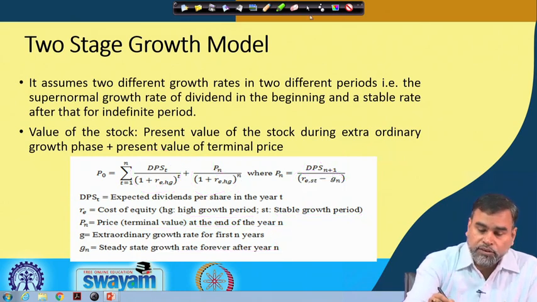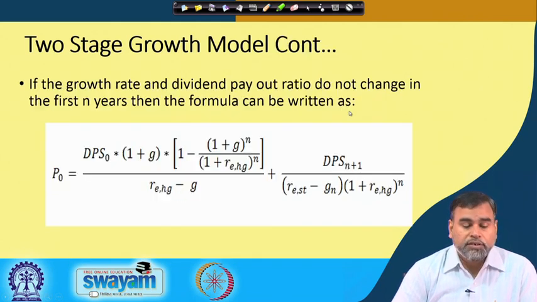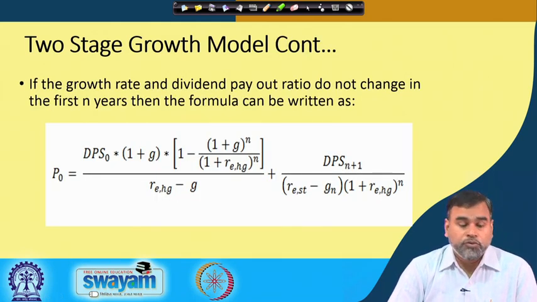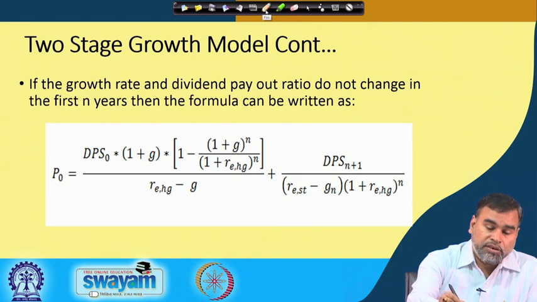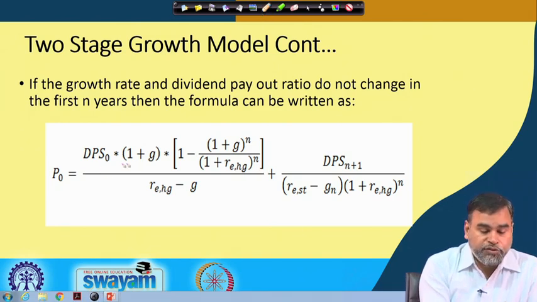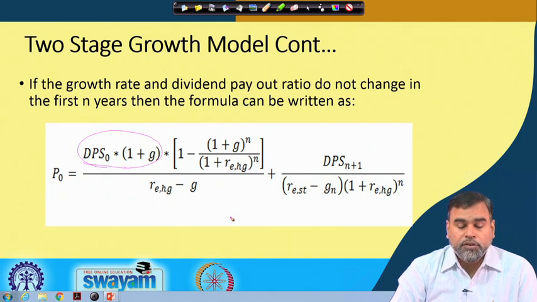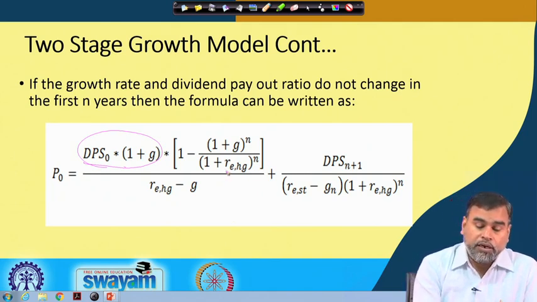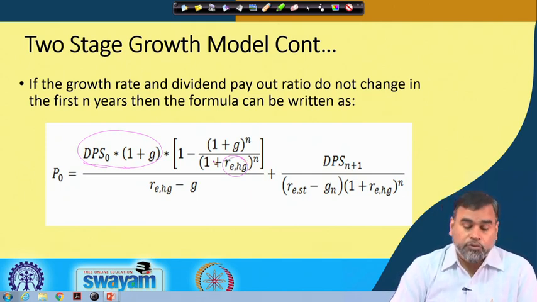So, now we can see that you can expand this particular equation a little bit. If you assume that the growth rate and the dividend payout ratio do not change in the first 10 years, then the formula can be written this way. You can use the same constant growth rate formula, that is DPS 0 into 1 plus g into 1 minus 1 plus g to the power n divided by 1 plus r to the power n, and here, because it is the first period, the r is nothing but the high growth rate period r, the cost of equity in the context of the high growth period.